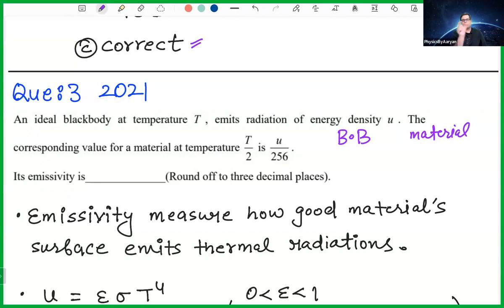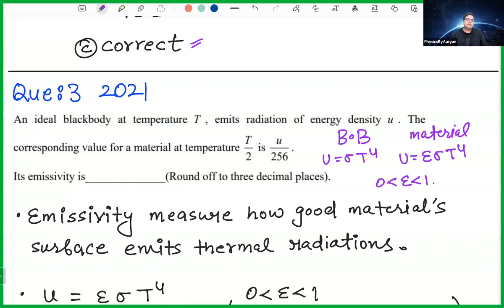Okay. So let's talk about the black body first. For a black body, we know the formula U is equal to sigma T to the power 4. But for some material, the formula will be U equals epsilon into sigma T to the power 4, where epsilon is the emissivity. The value of emissivity is between 0 and 1. Now, basically, emissivity is a parameter which tells you how good your body can emit the radiations.